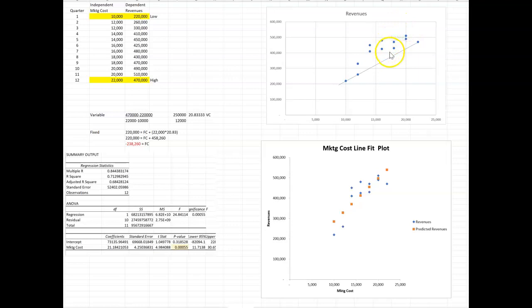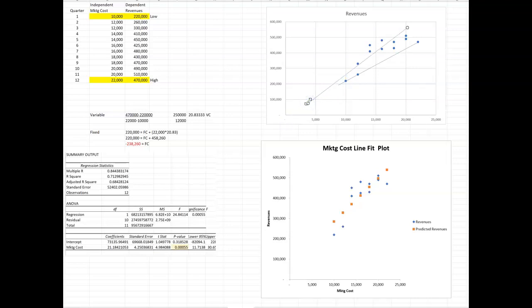Okay, so the actual line is probably more like this. It's got a steeper slope and stuff like that. So, if we extended that, I guess that would come down a ways.